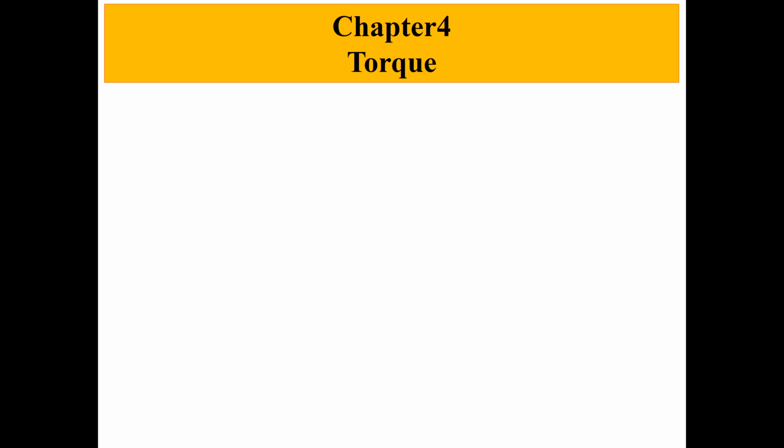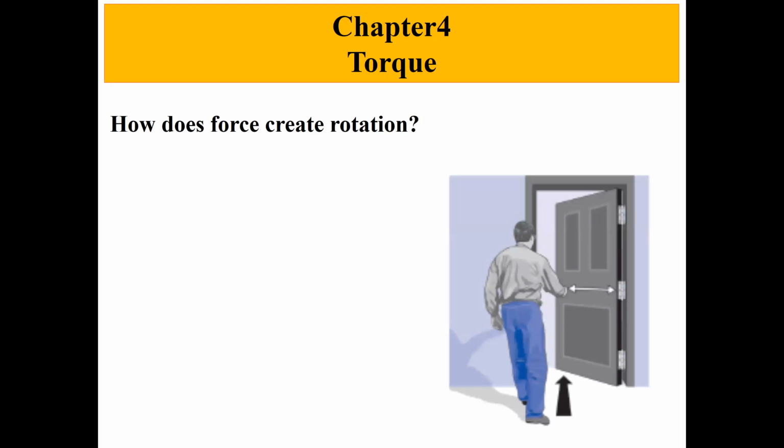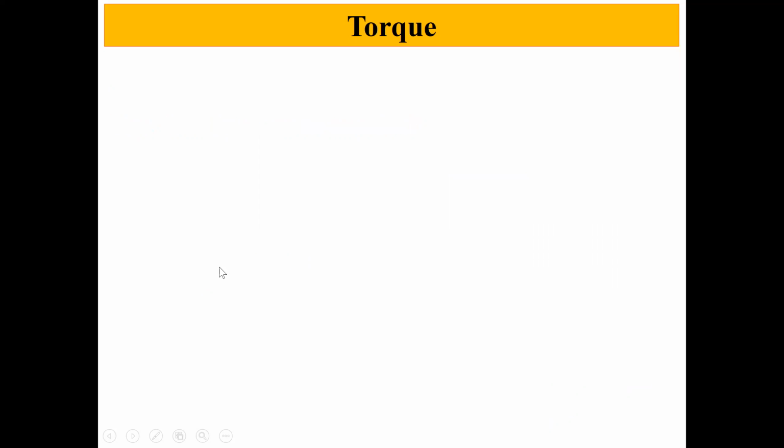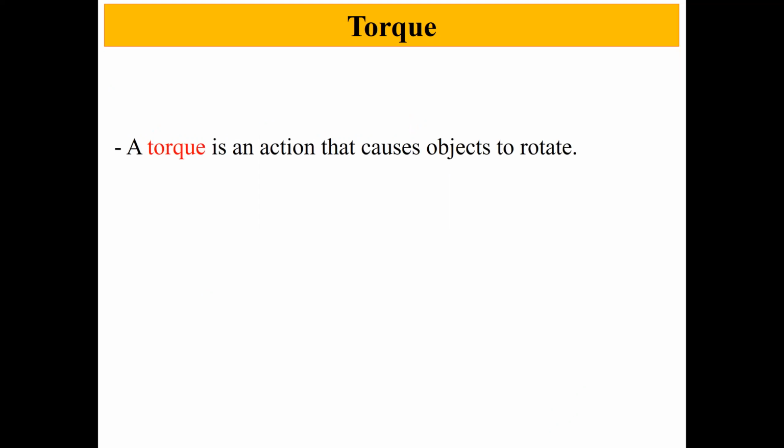Talk about chapter 4, which is about torque. So when we are talking about torque, we are trying to understand how forces create rotation. From here, we can see rotation of the door or spinning of the ball. In general, when we are talking about torque, we are talking about an action that causes an object to rotate.